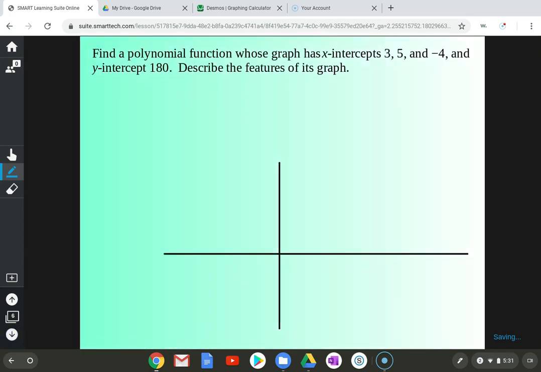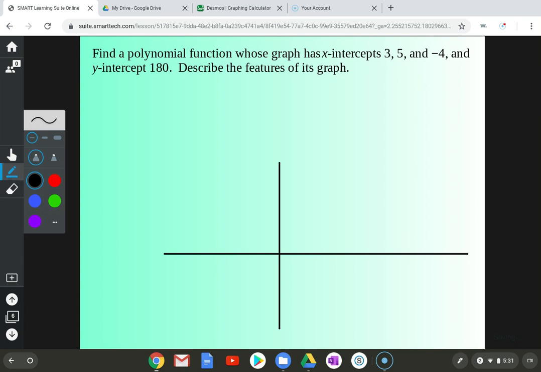Okay, let's move on. Find a polynomial function whose graph has these x-intercepts and a y-intercept at 180, then describe the features of its graph. So when we're only given these three x-intercepts, we honestly don't know for sure what kind of polynomial it is. For all I know, this 3 could be a repeated 0. It could be repeated 5 times, and the 5 could be repeated twice. There could be complex roots that they didn't mention, and all kinds of stuff going on.